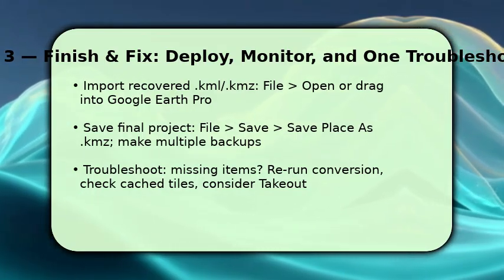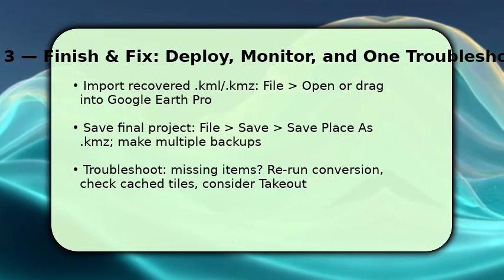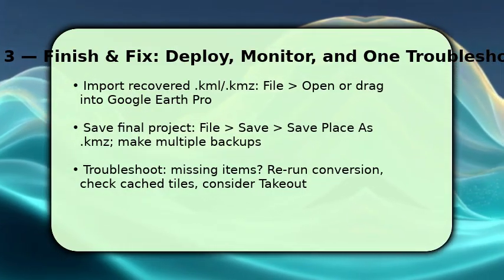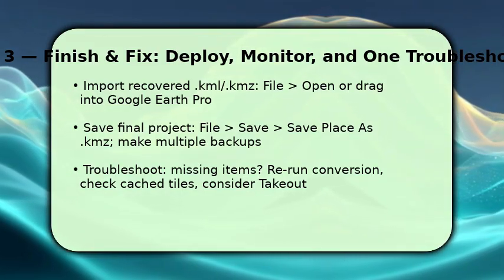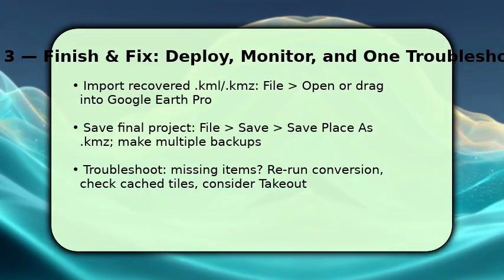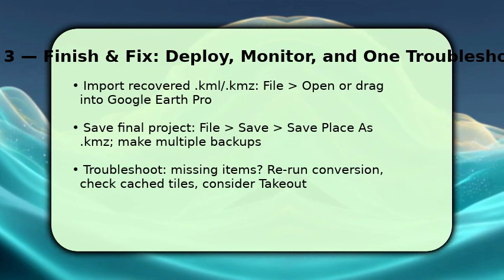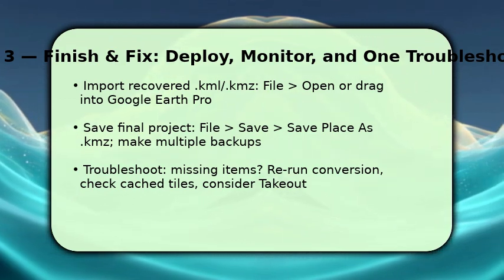If something is missing, rerun the conversion on the original cache copy, check for partial tiles, and examine takeout archives if available. This often recovers stray items. Remember, one key troubleshooting step is to reattempt extraction from the untouched original cache file.